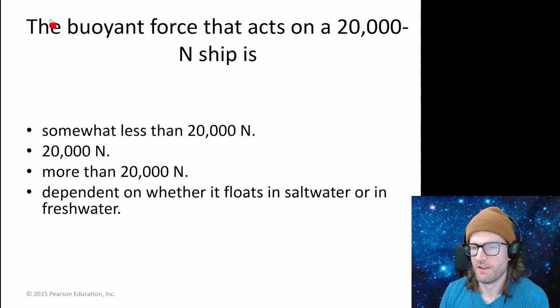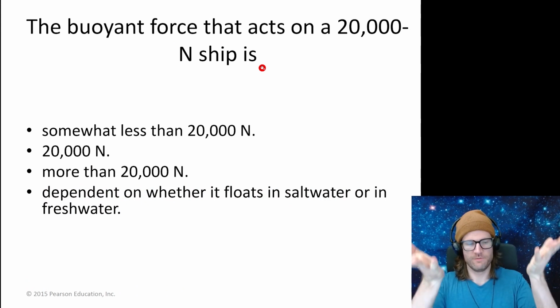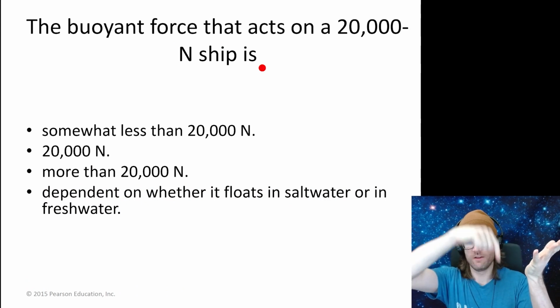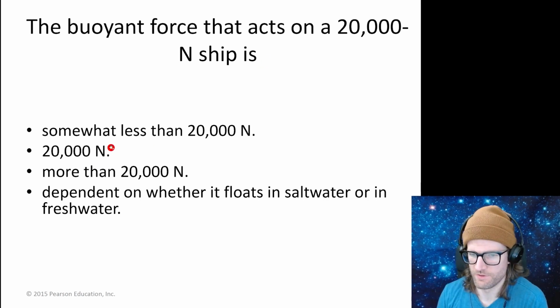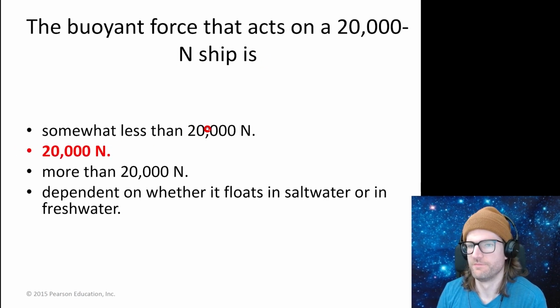Okay. The buoyant force that acts on a 20,000 Newton ship is, well, if the ship is just sitting there, it's in equilibrium. So the weight on the ship is 20,000 newtons. So the buoyant force must be 20,000 newtons. So the second one. Okay.